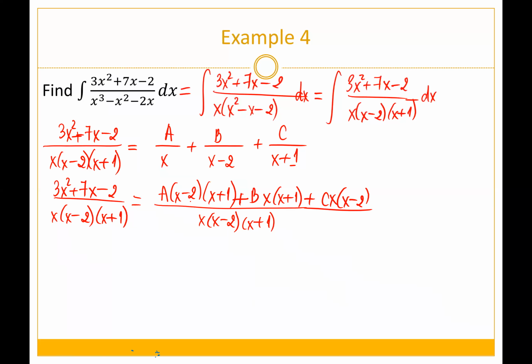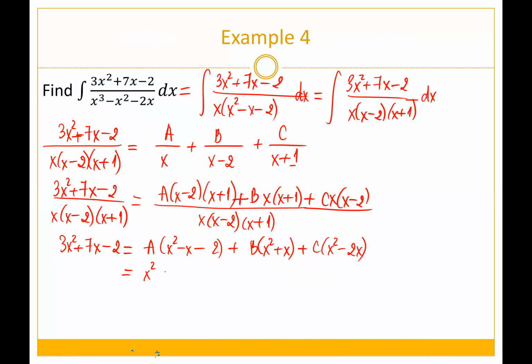So that is the third step in this section, where you use partial fractions. We have 3x squared plus 7x minus 2 is equal to a(x squared minus x minus 2) plus b(x squared plus x) plus c(x squared minus 2x). Now we're going to put every term of x squared together so that we can equate it. You're going to see this in a moment. So you put everything with x together, everything with x squared together, and every constant together.